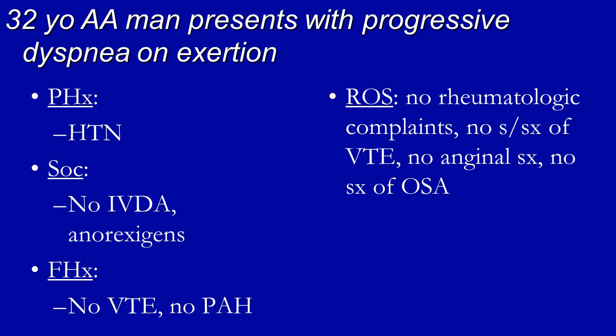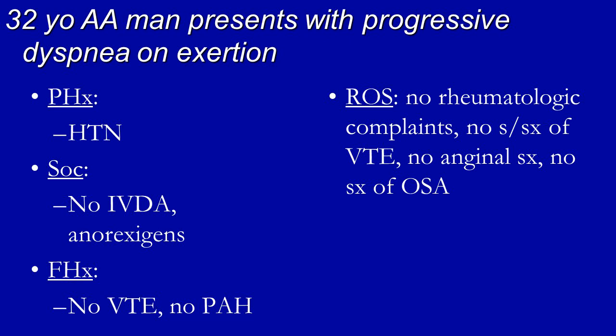His social history was pretty unremarkable. He'd done no IV drugs in the past or other illicit medications and hadn't taken diet medications. He had no personal or family history of venous thromboembolism, and there was no one in his family who had pulmonary arterial hypertension or had early cardiac demise.